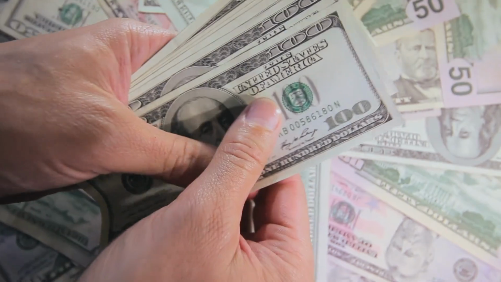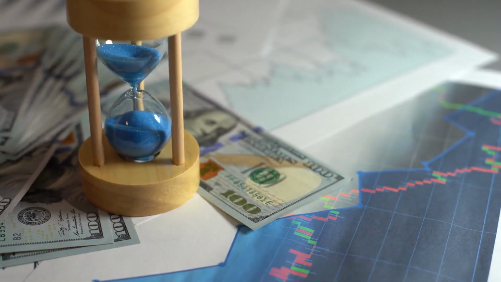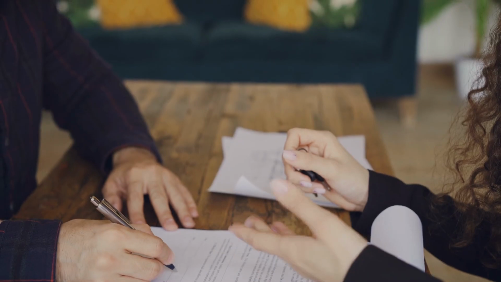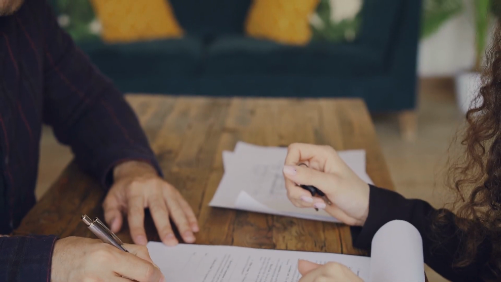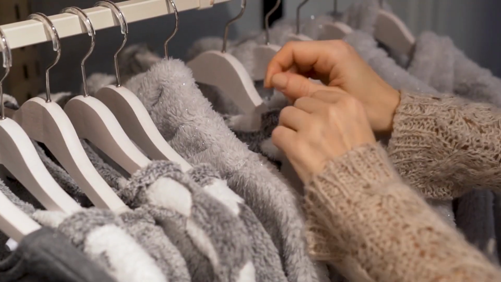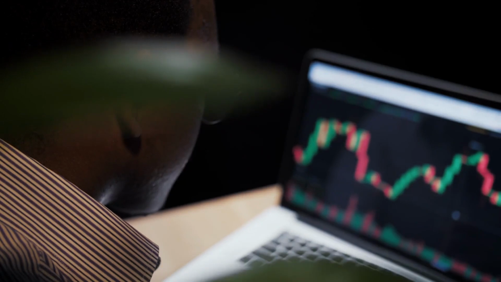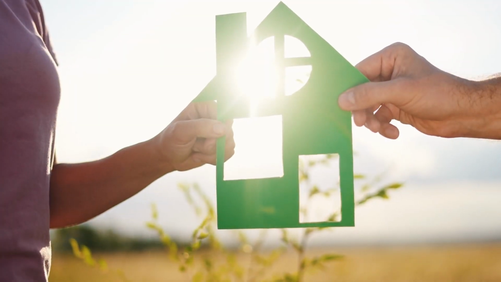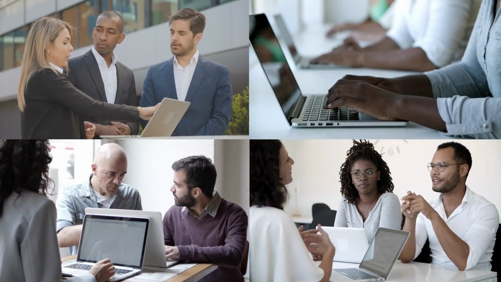Capital flows are another essential component. This term refers to the movement of money for investment and business activities. Foreign direct investment occurs when investors from one country put money into assets or businesses in another country, while portfolio investments involve buying financial assets like stocks and bonds across borders. These investments are vital for economic growth, helping to fund infrastructure projects, create jobs, and drive innovation.